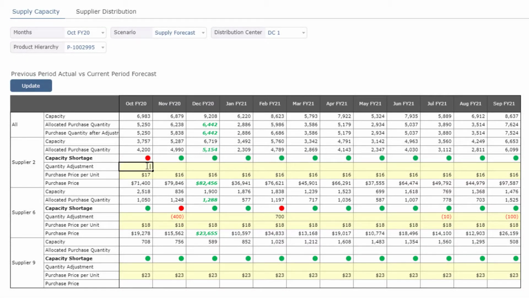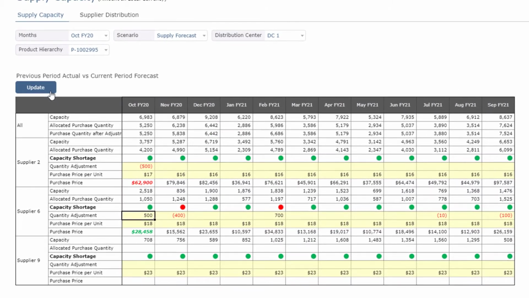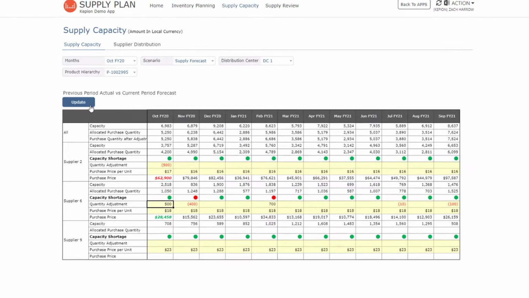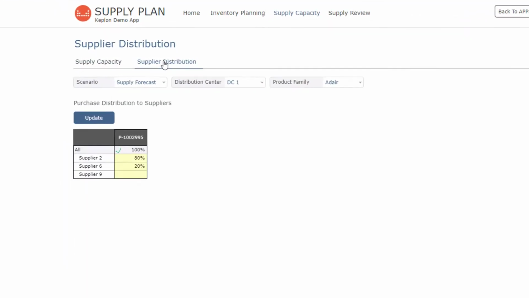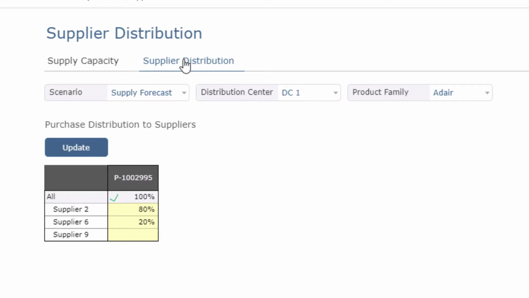In this view, supply planners can easily identify the critical capacity shortage areas. They can adjust the allocated purchase by supplier to balance the needs, or they can reallocate the purchase distribution among suppliers.